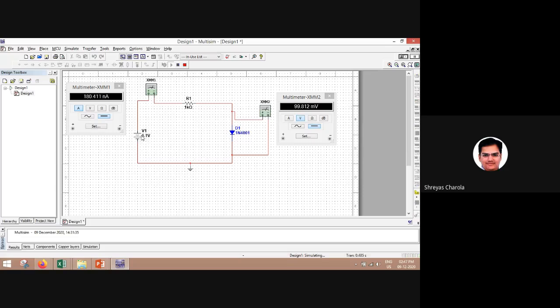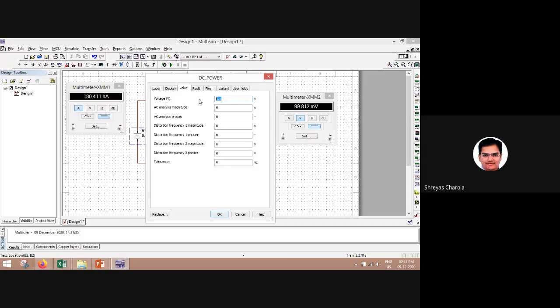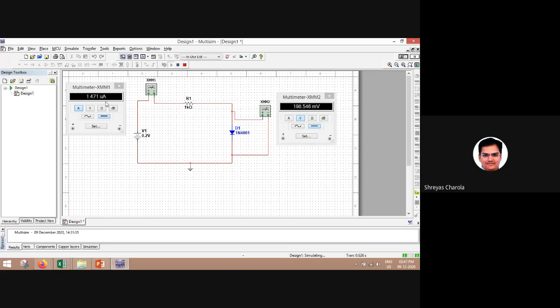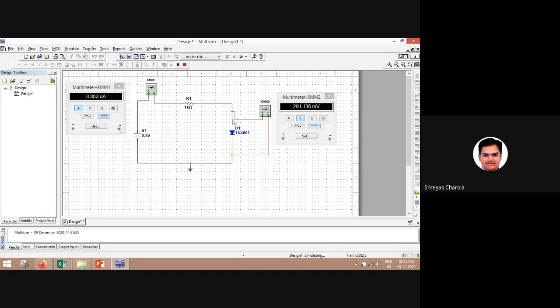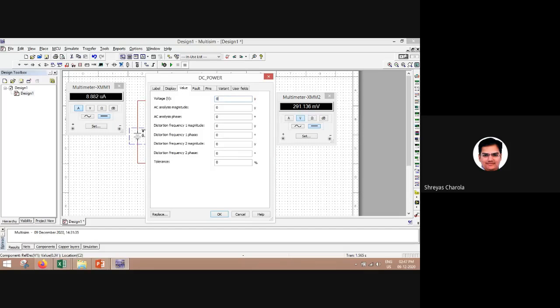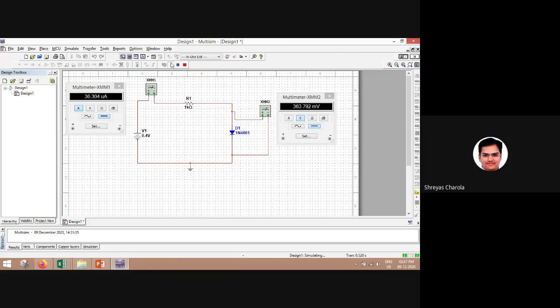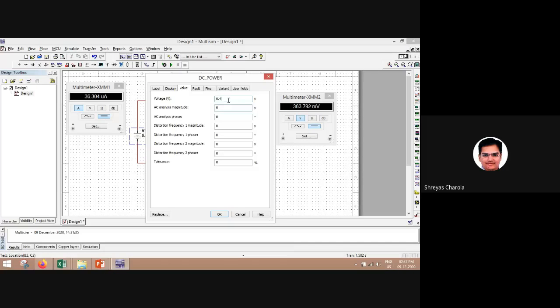At 0.1, look at this, nanoampere and millivolt. Stop. Now 0.2, simulate. Still the current is not in ampere. Now the voltage across the diode is still not 0.7, so 0.3, microampere. 0.4, increase again, still microampere. Directly it will change from micro to milli.